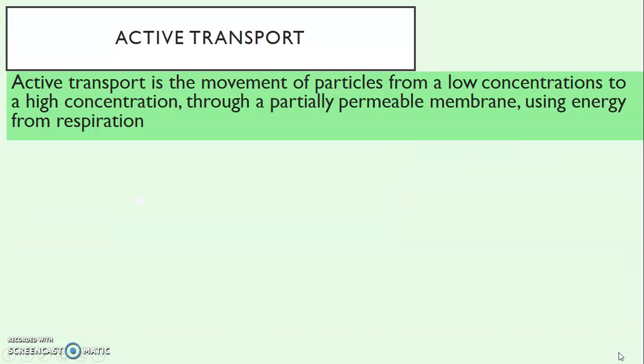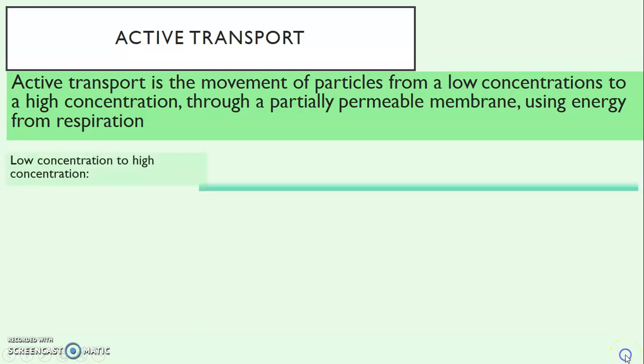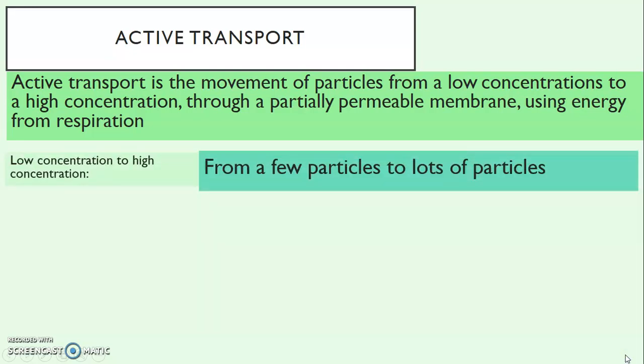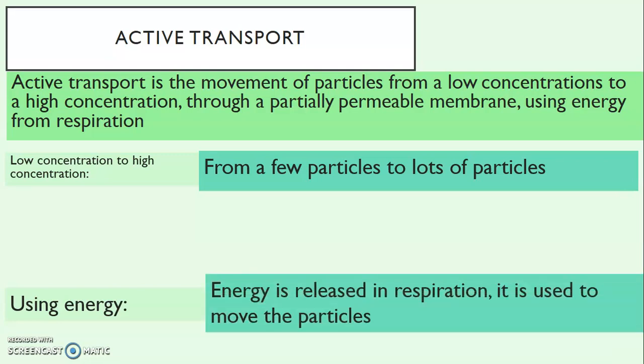So let's just break that down. I've got the definition there for you. This is also in your fact books. So it's the movement of particles from a low concentration to a high concentration. So we're going from where there aren't very many to where there are lots. It's using energy. So the energy that we need to do it is released in respiration, and that moves the particles. And then it goes through a partially permeable membrane.